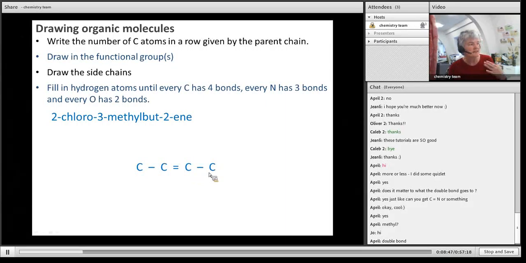Right, then the next thing is you draw the side chains. We know on the third carbon is a methyl group, and on the second carbon is a chloro group. So these are our 2 side chains. So we have the chlorine and the methyl.